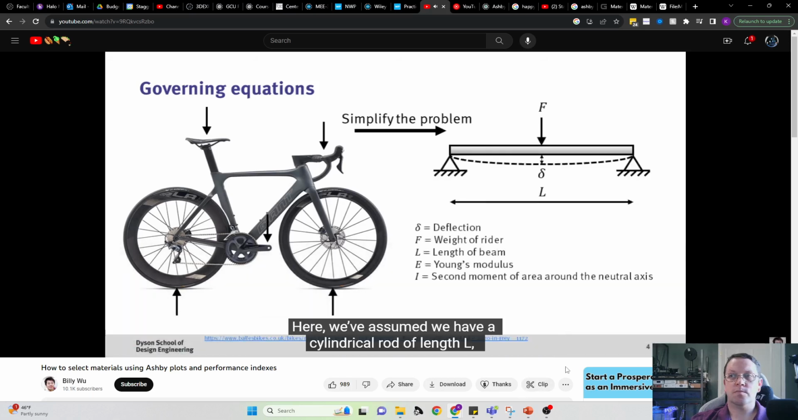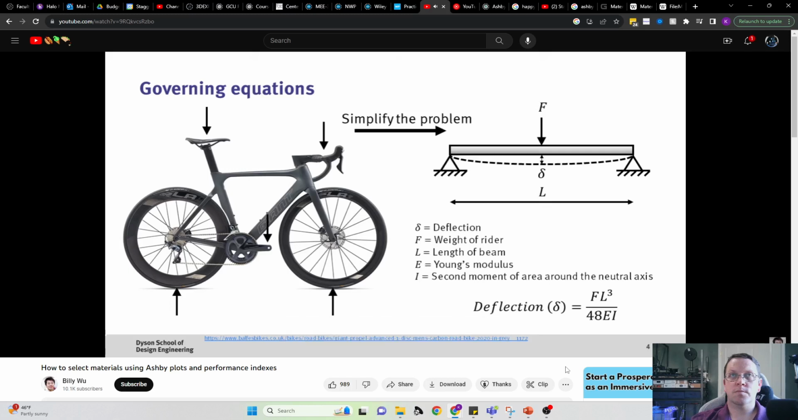Here, we've assumed a cylindrical rod of length L, which is held at both ends. A force F, which represents the rider, is applied at the center of the beam, which causes a deflection, delta. Now, if we look up the mechanics equations related to this problem, we can see that the central deflection can be given by FL cubed over 48 EI, where E is the Young's modulus and I is the second moment of area.